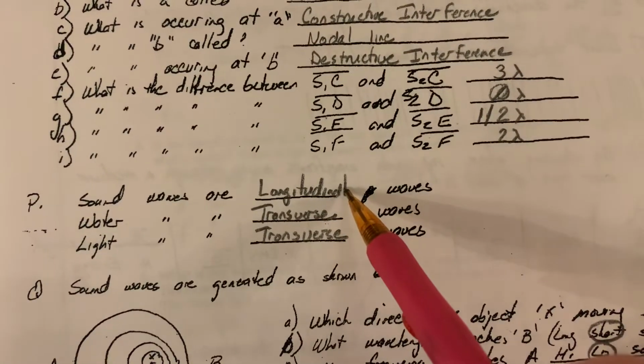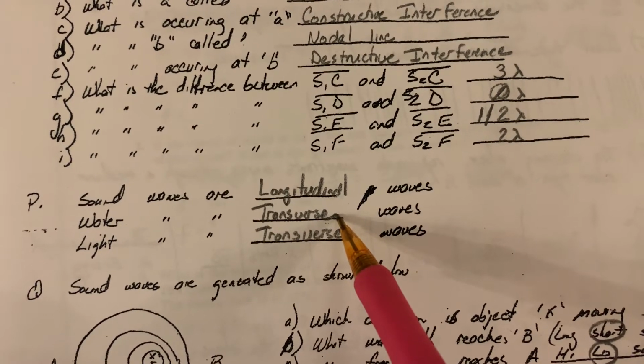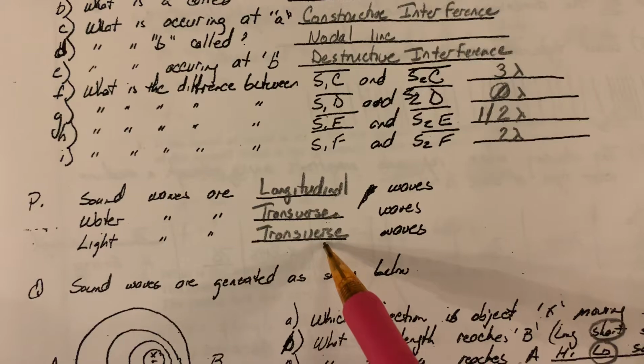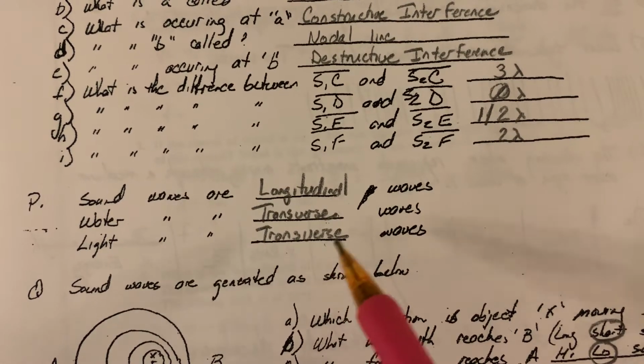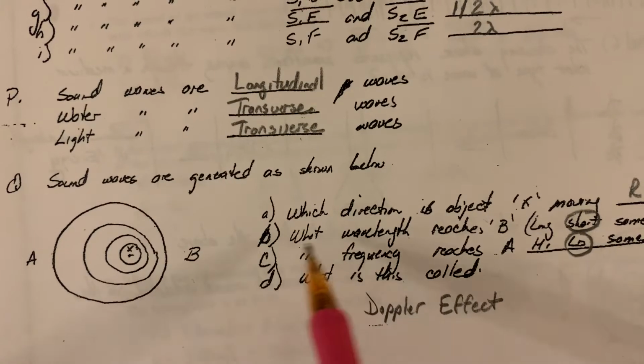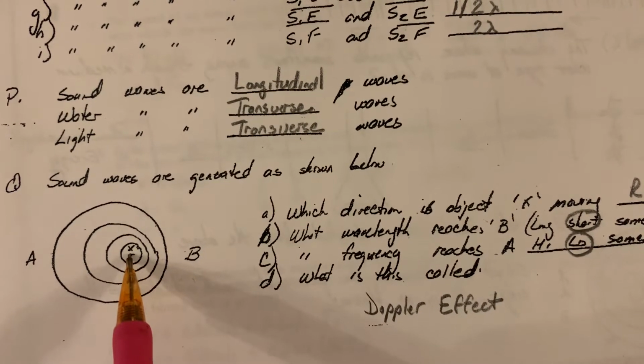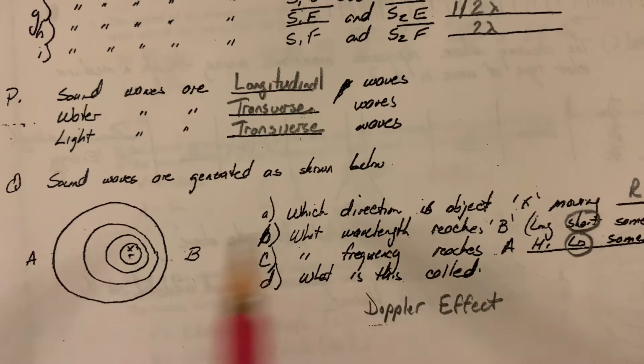Now, sound waves are longitudinal waves. Water, at least the surface of water, are transverse. And light waves tend to be transverse also. Over here, which direction is the object moving? Well, it's pinched on the right-hand side, so X is clearly moving towards the right.